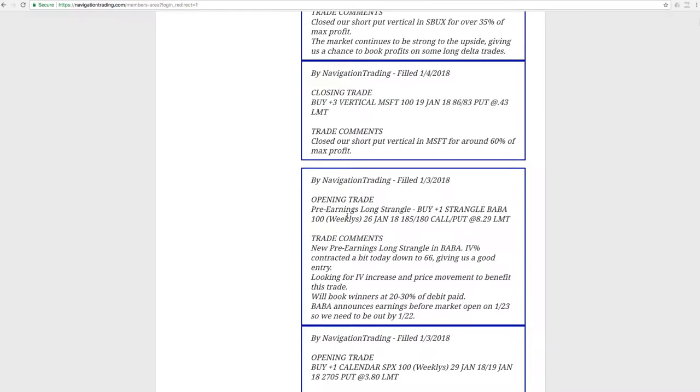Next trade was an opening trade in Alibaba. And so what we did here is this is a pre-earnings long strangle. A lot of times for these pre-earnings trades like this, when we're just trying to capture that expansion in implied volatility, we'll do a long straddle. In this case, based on where the strikes were and the pricing, we actually widened that out a little bit, did the 185-180, and we did a long strangle.